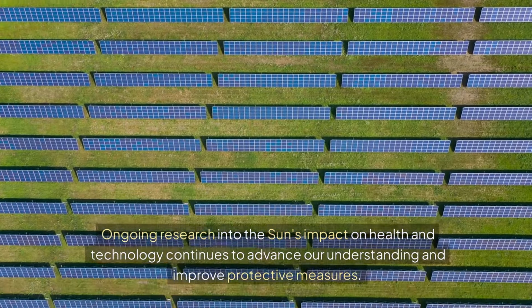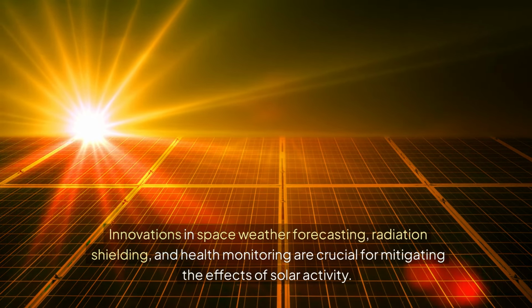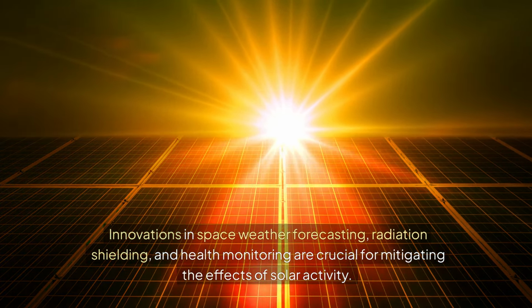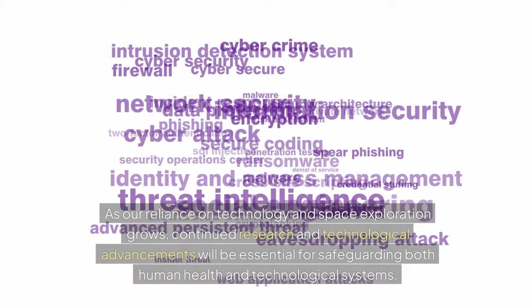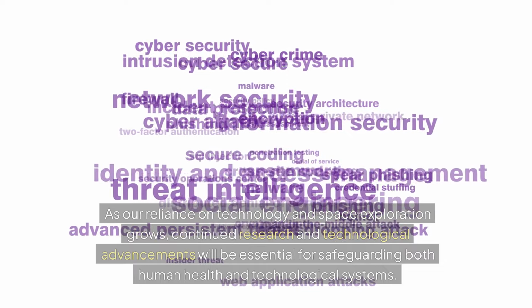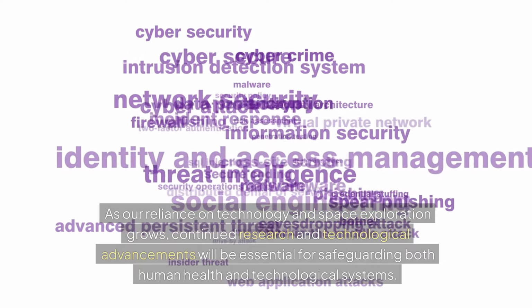Ongoing research into the Sun's impact on health and technology continues to advance our understanding and improve protective measures. Innovations in space weather forecasting, radiation shielding, and health monitoring are crucial for mitigating the effects of solar activity. As our reliance on technology and space exploration grows, continued research and technological advancements will be essential for safeguarding both human health and technological systems.